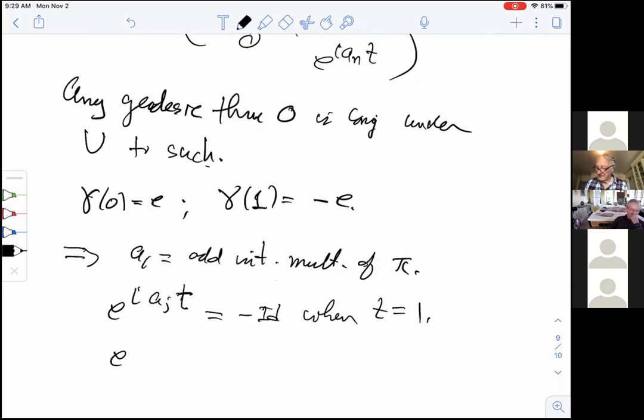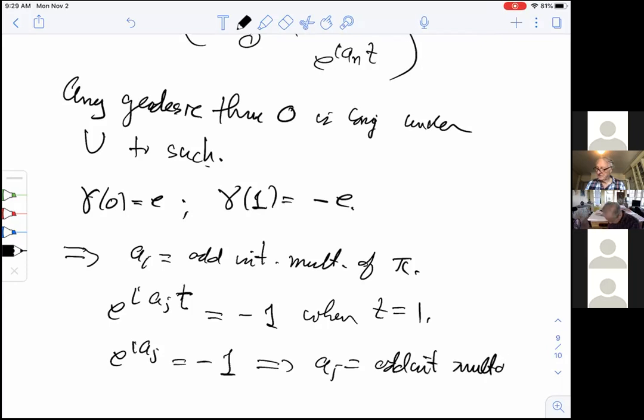So I need e to the i aj to be minus the identity, that is, minus 1. Sorry, this should say minus 1. So that's just saying each one of these exponentials has to evaluate to minus 1 at t equal 1. That is to say, you have to have this formula, which implies aj is an odd integral multiple of pi.